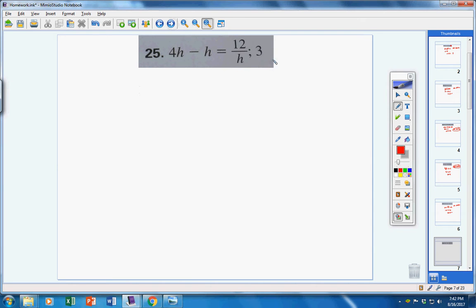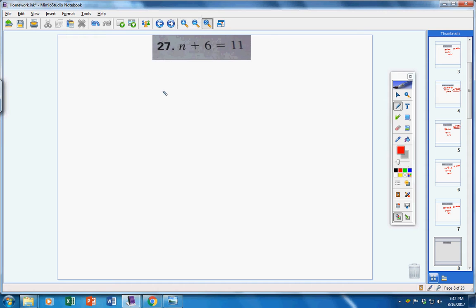Okay, 25, we're going to check 3. So there's a lot of h's here, so take your time and be careful. 4 parentheses 3 minus parentheses 3 equals 12 over parentheses 3. 4 times 3 is 12. 12 divided by 3 is 4. 12 minus 3 is 9. 9 does not equal 4, so 3 is not a solution. Okay.